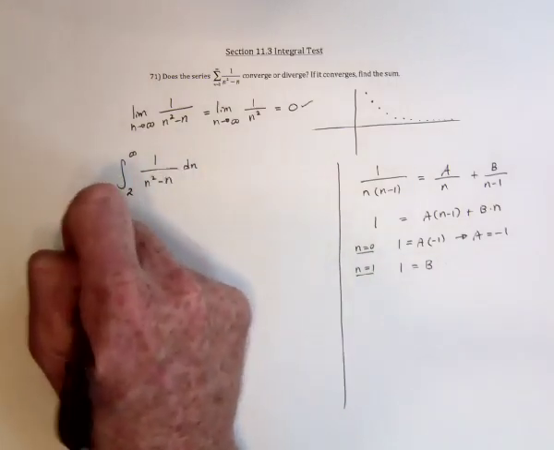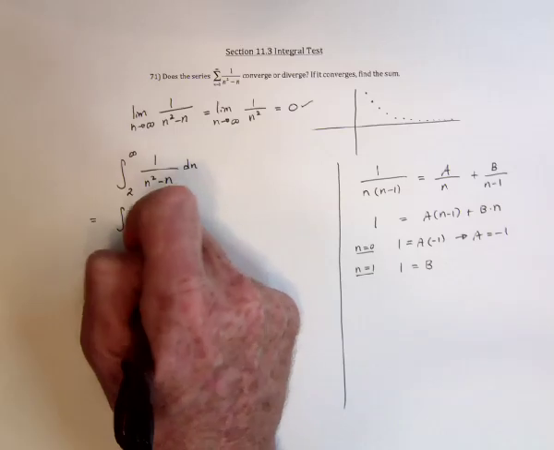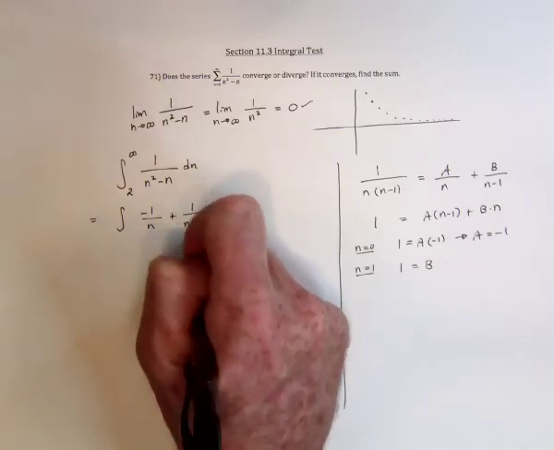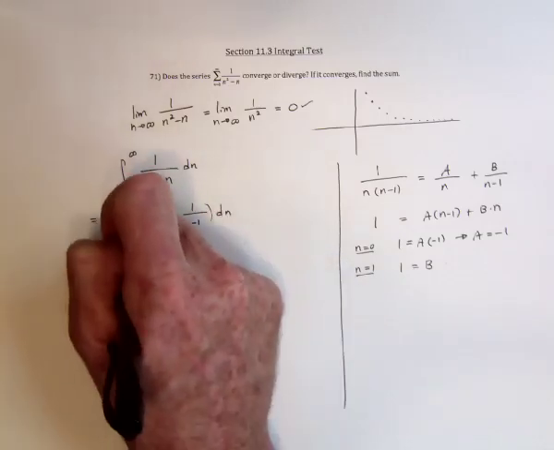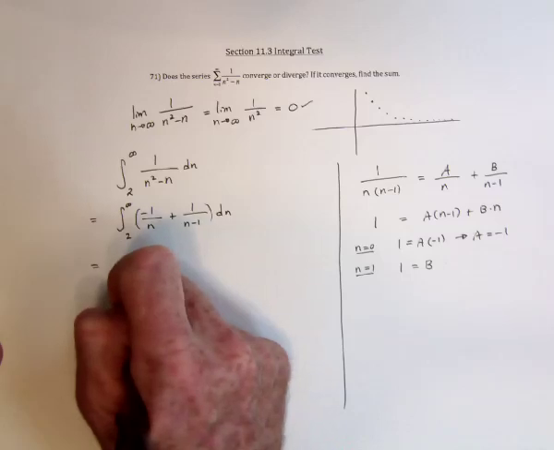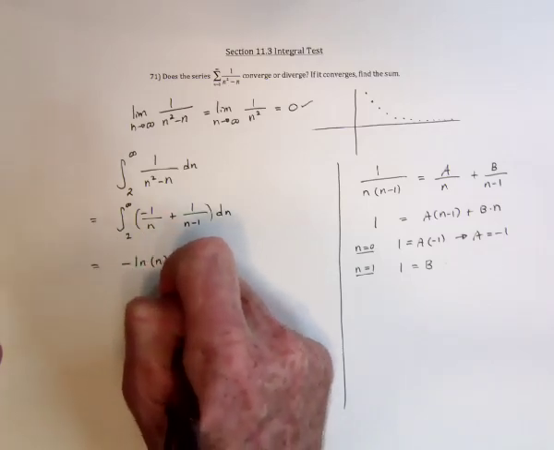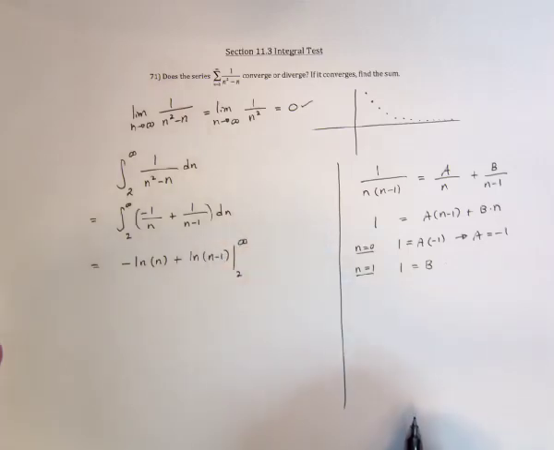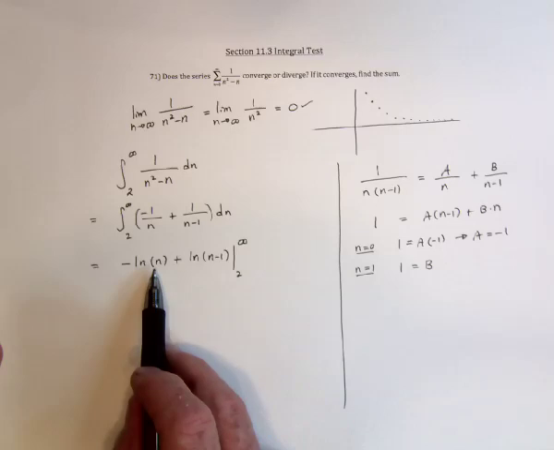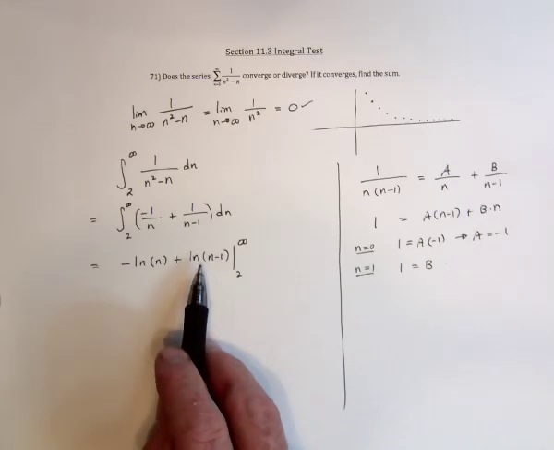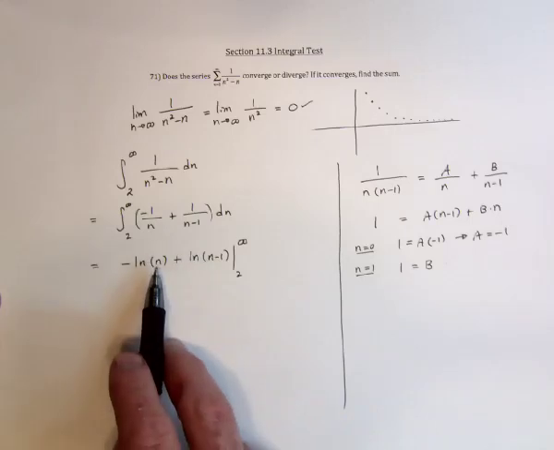So we are integrating the a, which is negative 1 over n, plus the b, from 2 to infinity. So this is going to be negative the natural log of n, plus this one is going to be the natural log of n minus 1. And then, well, this is basically saying negative natural log plus positive natural log. Are they going to cancel each other out? Well, if these things go to infinity, the answer is we really don't know. If they're just numbers, then they can cancel each other out.